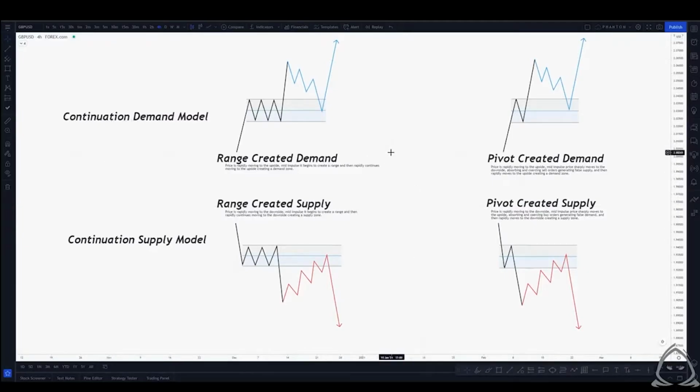Now, if we're looking at continuation patterns using these models, what we would see for a continuation demand model would be that you'd have an impulsive move to the upside. We'd be seeing a market moving to the upside. We would see that range being created, that sideways price action.